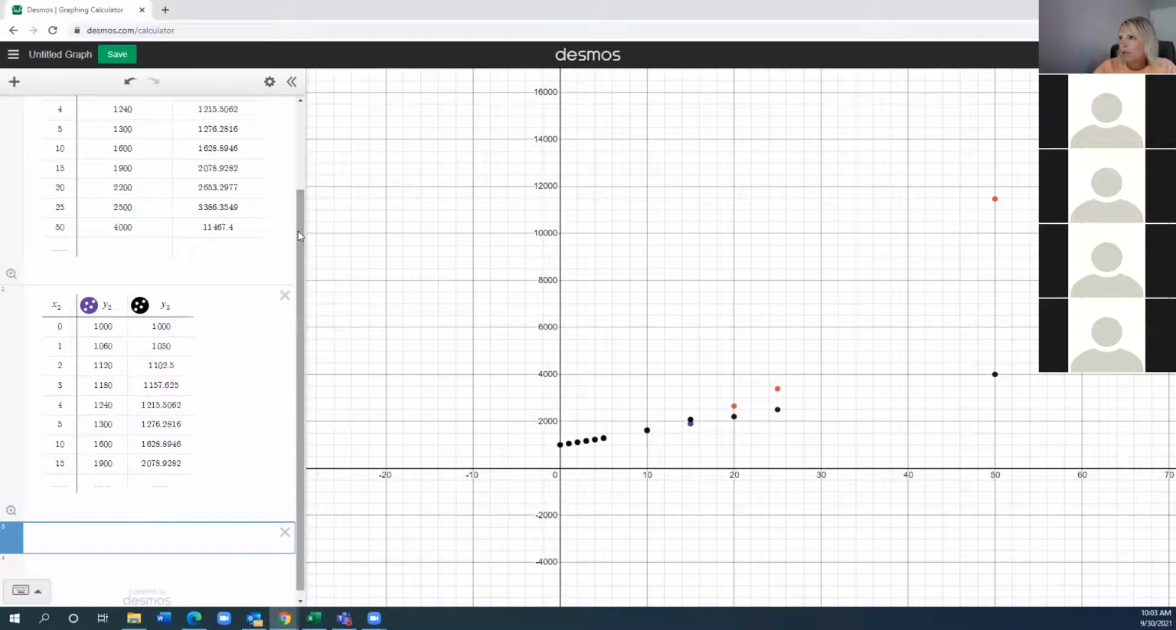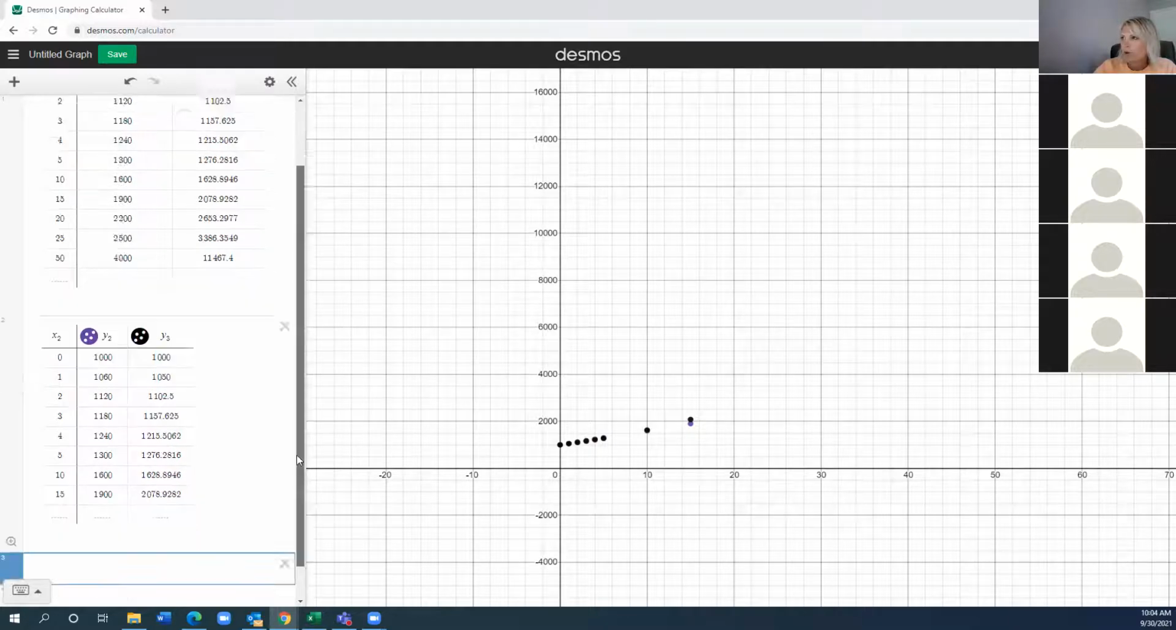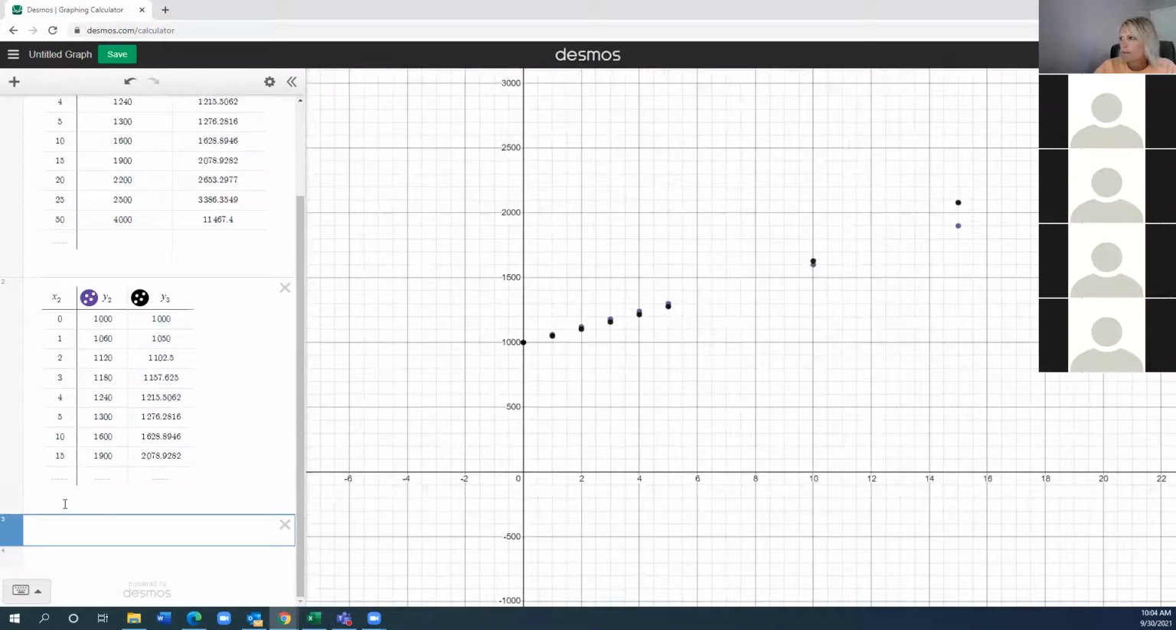So I'm going to go up here for a minute and turn off those. So if I click on, see where I clicked on here where it was colored, it's going to take those dots off my graph. So it will only have these dots here. Okay.